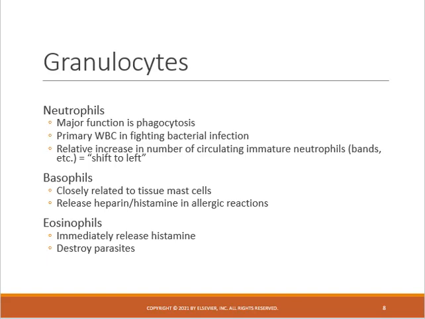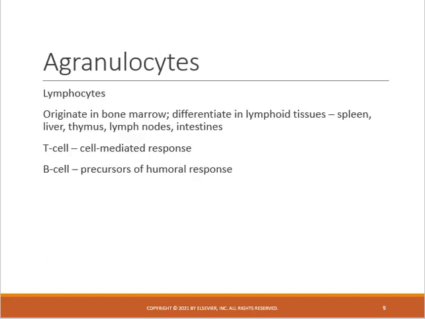The next is basophils, and those are related to tissue mast cells, and they are active in an allergic reaction where they release histamine and heparin. And the next under the granulocytes are the eosinophils, and they immediately release histamine and are used to destroy parasites. Also, these can be elevated in allergic types of reactions.